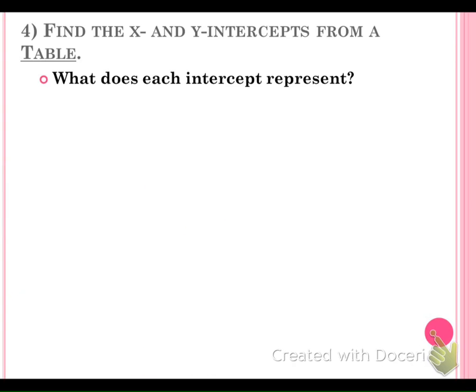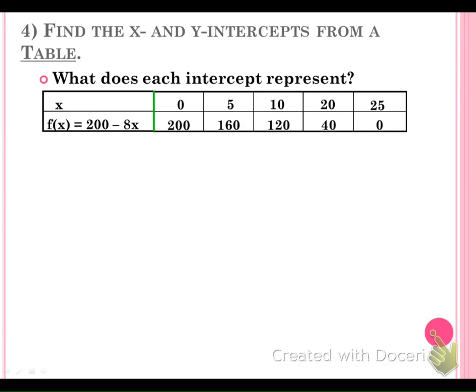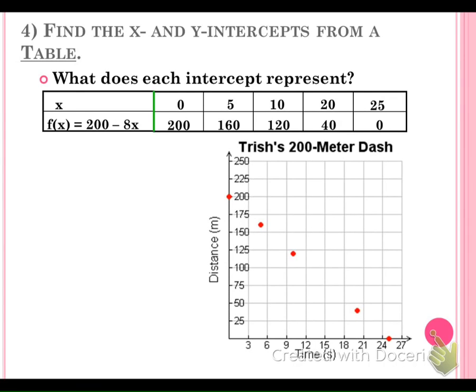Right? Find the x and y-intercepts from a table. What does each intercept represent from that table? Well, we said that the x-intercept was 25. So if I look at my graph here, it's touching the x-axis right here at 25. So the x-intercept is 25. And we said that the y-intercept was 200.